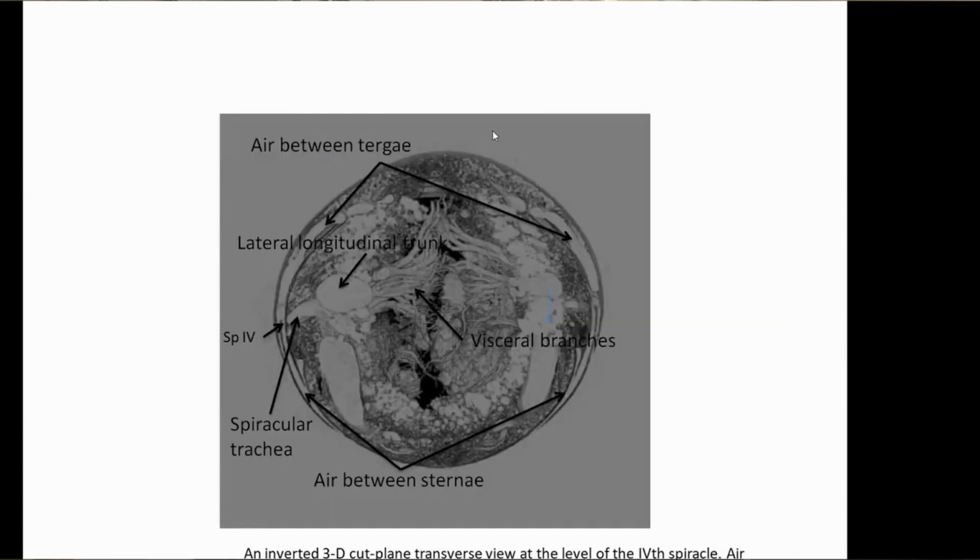You can also use a 3D cut here at the level of the fourth abdominal spiracle, and again you can see exactly the same pattern that we saw in the much simpler caterpillar and mealworm, with a spiracular branch, a longitudinal branch, and branches going up to the heart and down to the ventral nerve cord and going transversely into the gut and the reproductive system.